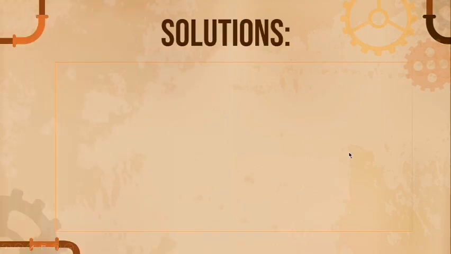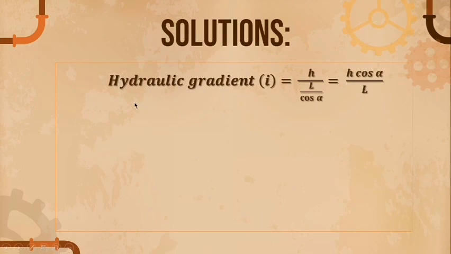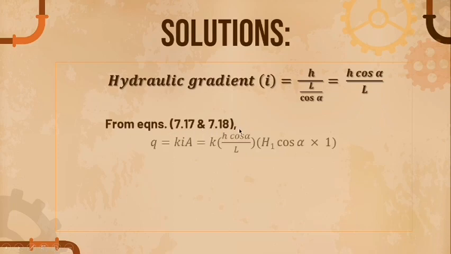So in order to solve this problem, I use the formula for the situation. I consider the hydraulic gradient i, that is h over L over cosine alpha. So I manipulate the equation from here, so it resulted that i is equal to h cosine alpha over L, from equation 7.18 and 17 from the book. This is the formula in determining the flow rate of the water, the rate of flow of the water.